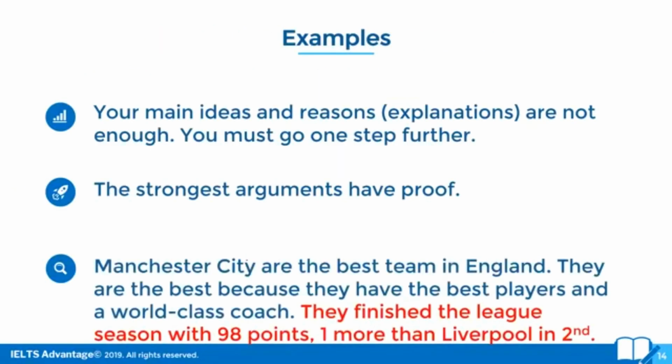Let's have a look at this example. Manchester City are the best team in England. This is an assertion, okay? This is just what someone thinks. This is just their opinion. Then, in the second sentence, they have used reason. They are the best because they have the best players and a world-class coach.